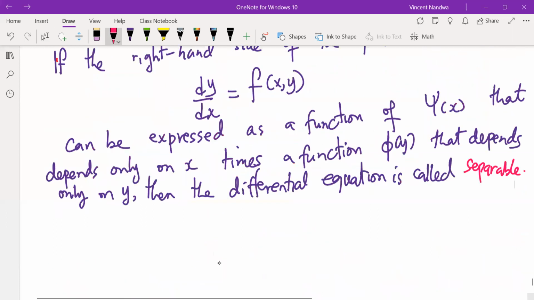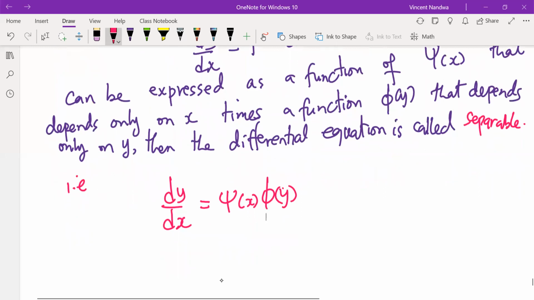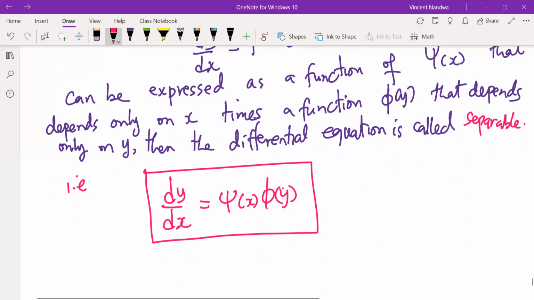So in other words, we are saying that dy/dx can be written as a product of psi of x times phi of y. If this is the case, then this equation is separable. Now to solve such an equation, we simply take x variables to one side and y variables to the other side, and then integrate.